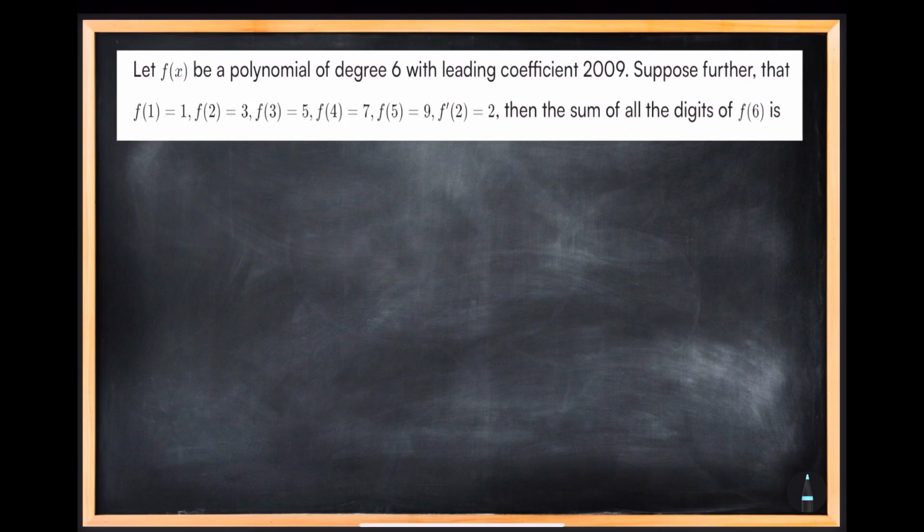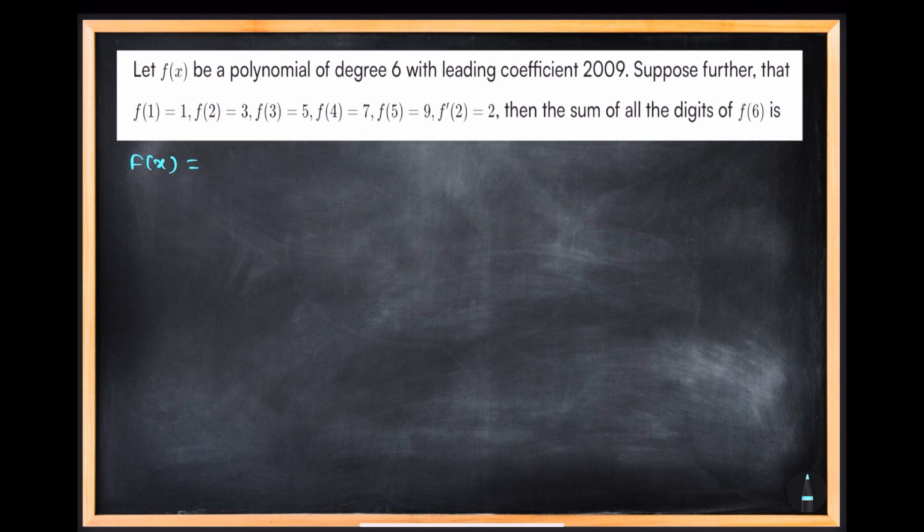So we have to handle this situation. Let f of x be a polynomial of degree 6 with leading coefficient 2009. So you have to find f of x, and I hope you guys have gone through the previous video. Such that f(1) is 1, f(2) is 2, f(3) is 5. Okay, we got this thing.